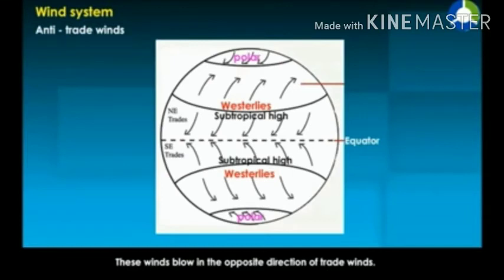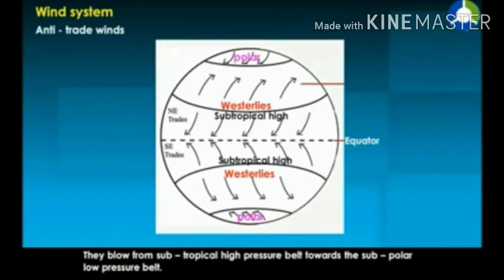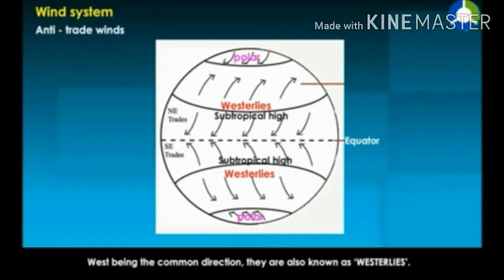Anti-trade winds. These winds blow in the opposite direction of trade winds. They blow from the subtropical high pressure belt towards the subpolar belts. West being the common direction, they are also called westerlies.